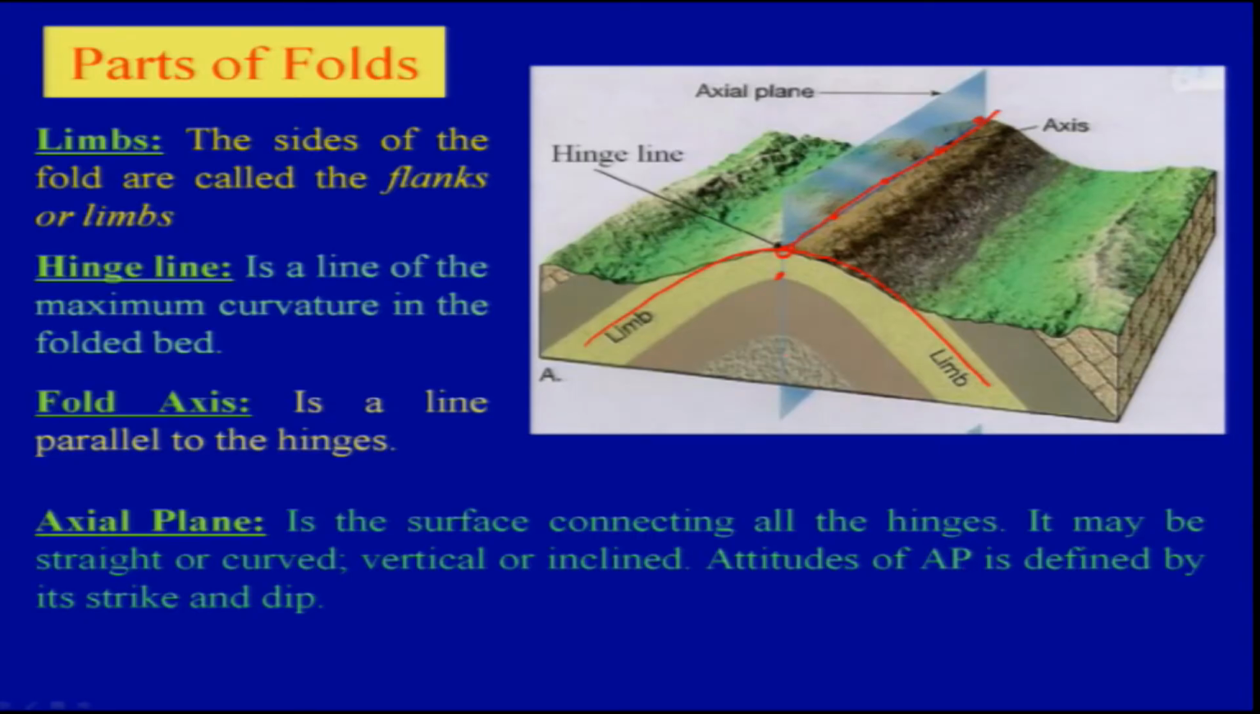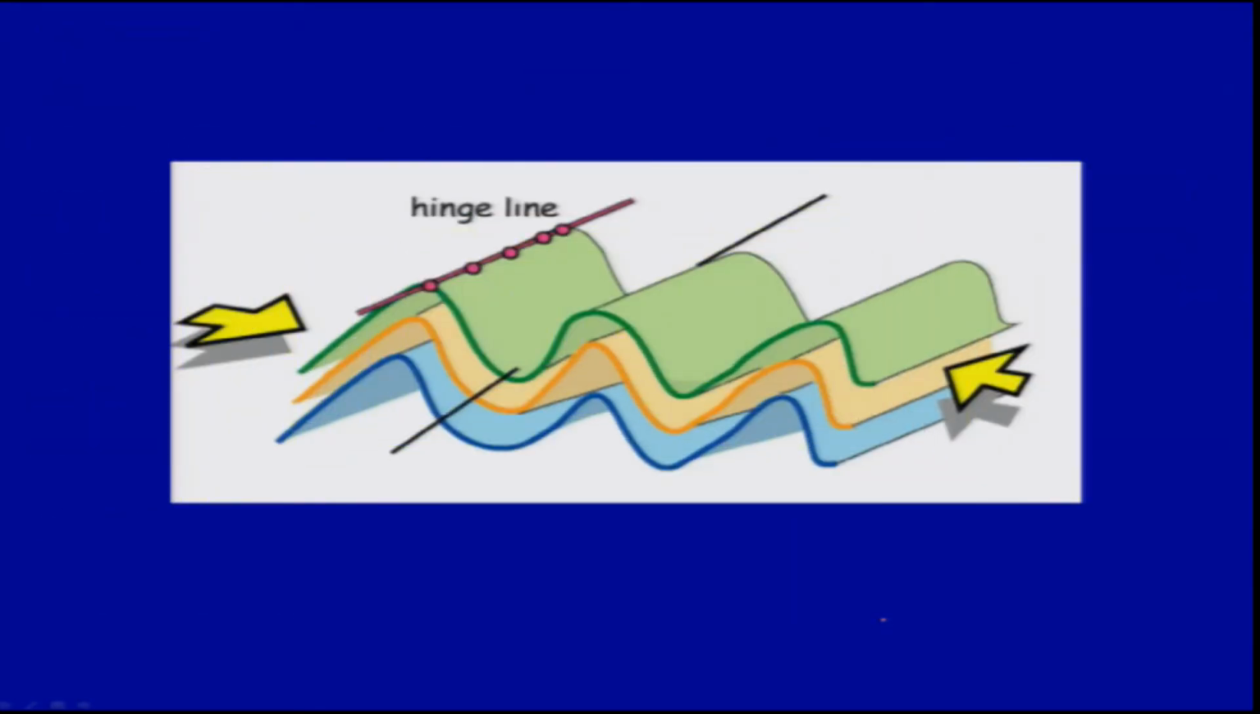So whenever you have inclined beds as well as an inclined axial plane, that will also help in classifying the different types of folds. Let's move ahead and see what different types of folds we have. This is what I was talking about: the point of maximum curvature all along this. If you join these, that is the hinge point.